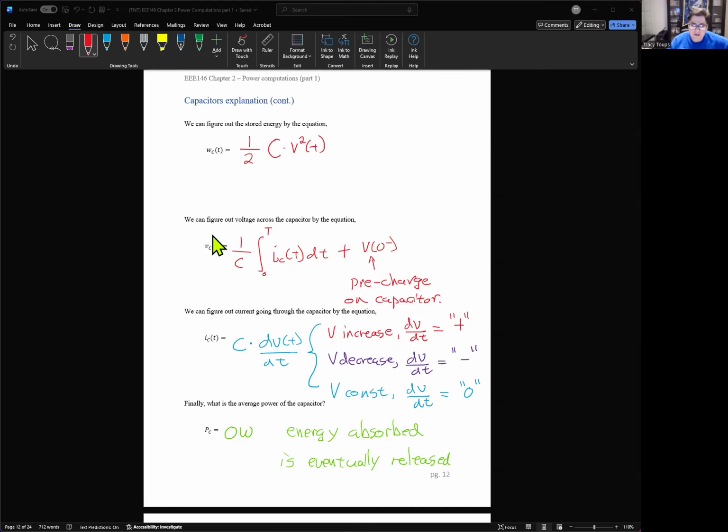Can we figure out the voltage across the capacitor? Yes. Right? It's very similar to an inductor current. It's 1/C times the integral 0 to t of the current going into the capacitor plus any initial condition.